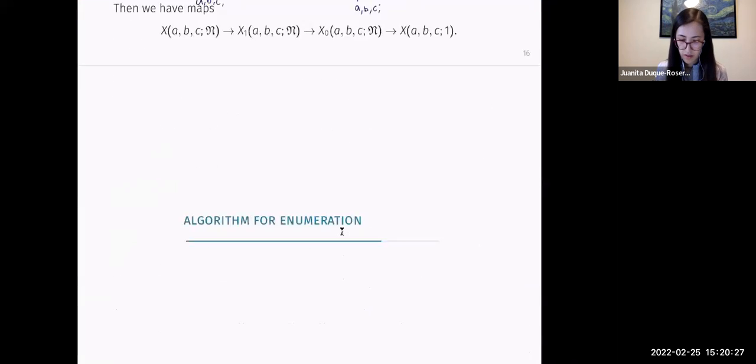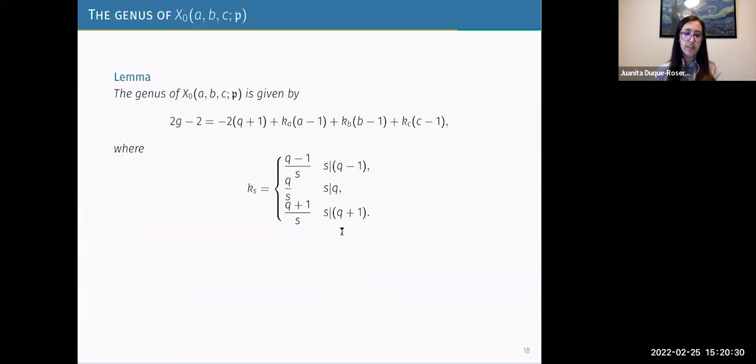To study the genus, we are going to focus on the X naughts, and from knowing the genus of the X naughts, knowing the genus of the X1s is fairly straightforward. So the big lemma here, which is a group theory lemma, and it's a cute lemma, is that the genus of X naught is given by this formula. I wrote it like this because it looks like Riemann-Hurwitz, and that's what we are doing. We are just using Riemann-Hurwitz to compute the genus.